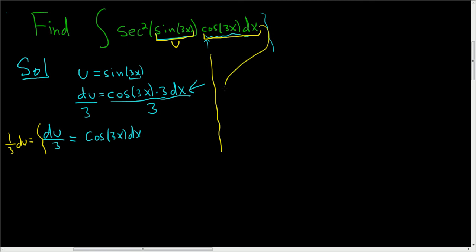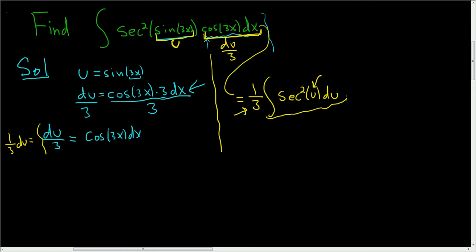Let's rewrite our integral. So this is equal to 1/3, just pull the number out, secant squared of u du. Okay, so this right here, this was du over 3. And we just put the 3 on the outside. And this is u, and here we have the u. So no problems there.